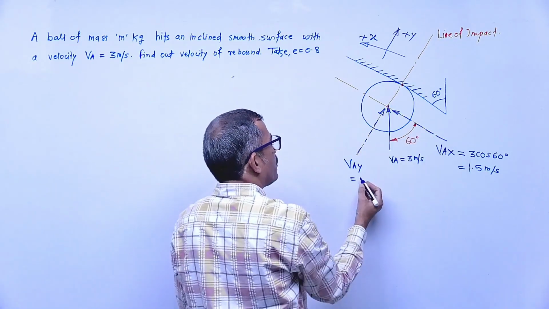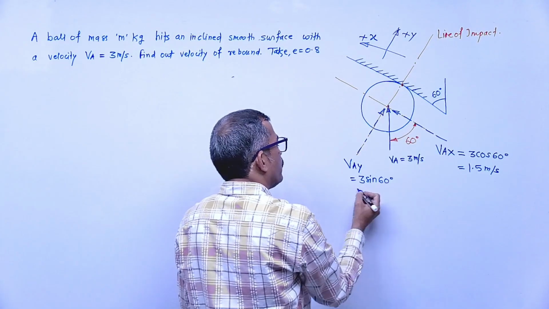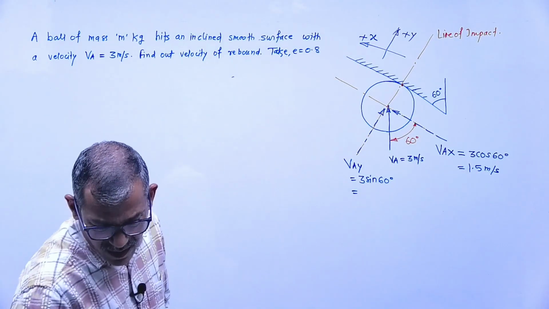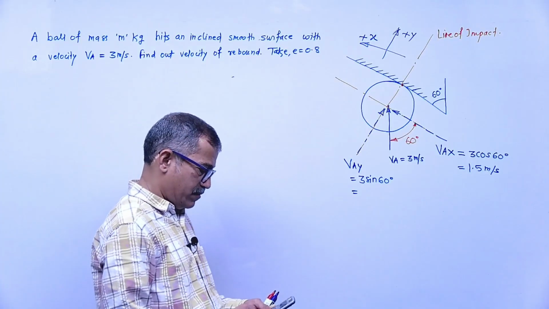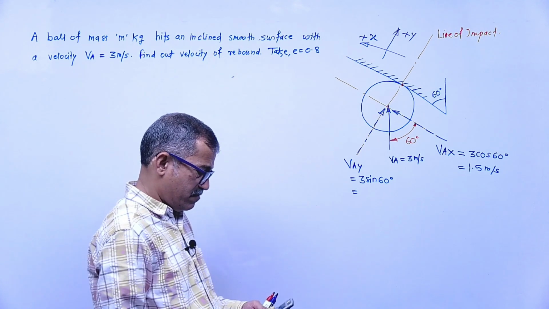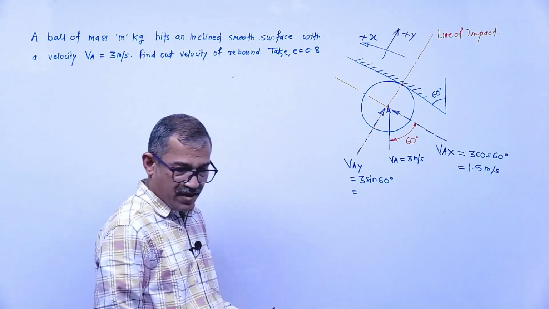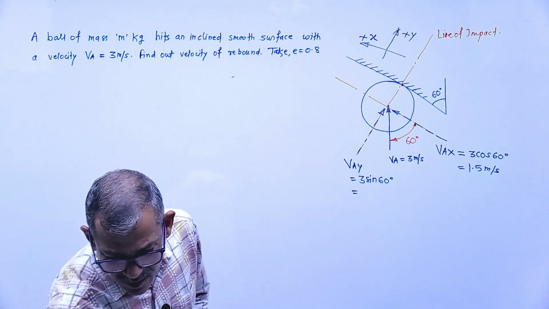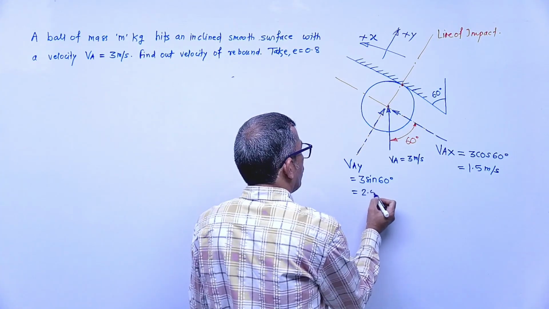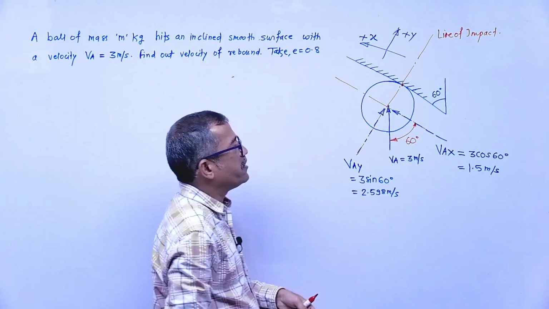And the other component, this component is cos, the other component is sin. 3 sin 60. So 3 sin 60 comes out to be 2.598 meters per second. Okay, first step is done.